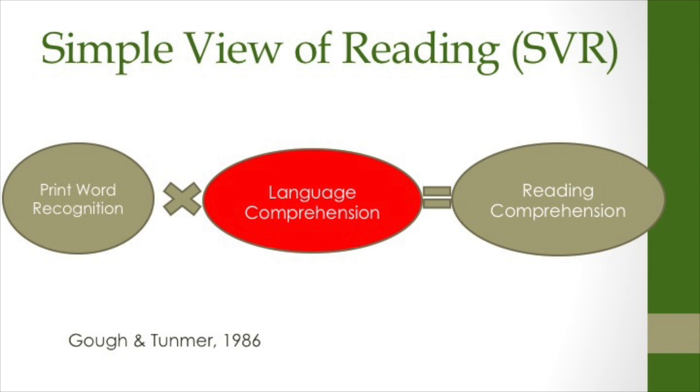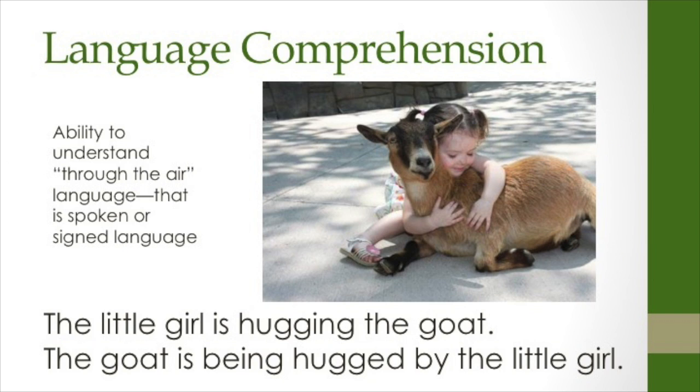It's language comprehension, which, as we all know, is very complex. Language comprehension is defined as the ability to understand language through the air, that is, spoken or sign language. It doesn't matter what the language is, it's language. So here are these English sentences. The little girl is hugging the goat. The goat is being hugged by the little girl. If you have good language comprehension, you would understand that both those sentences have the same meaning, and they refer to something like the picture on the page.